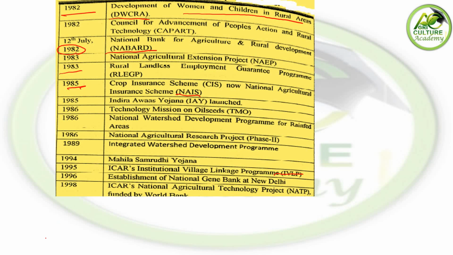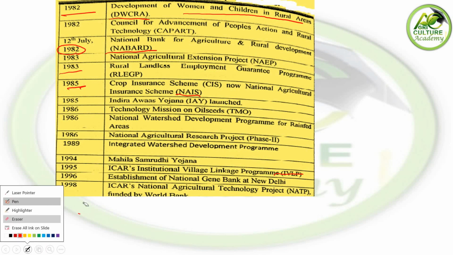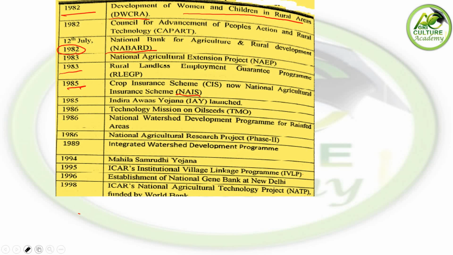Then in 1996 it is developed: establishment of National Gene Bank at Delhi, that is now called NBPGR. What is it called? NBPGR. 1998 ICAR National Agriculture Technology Project, funded by World Bank.